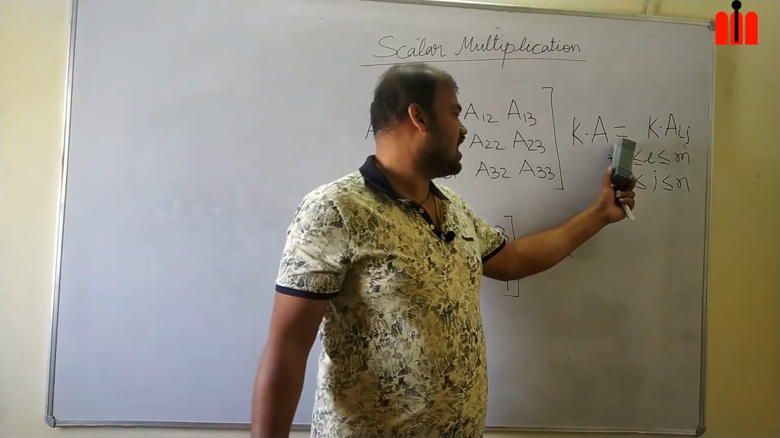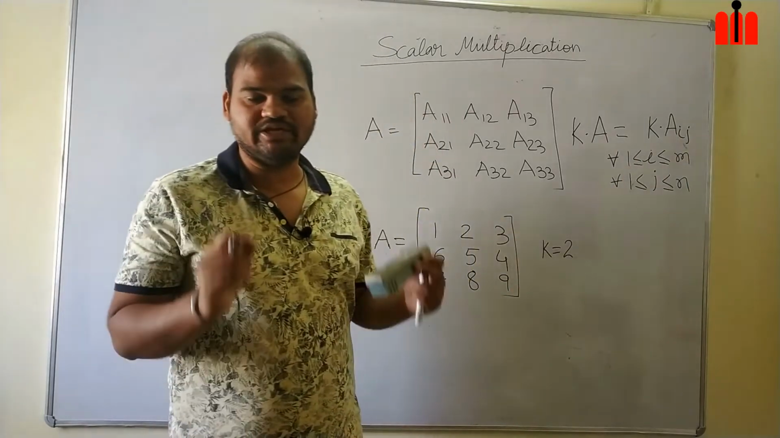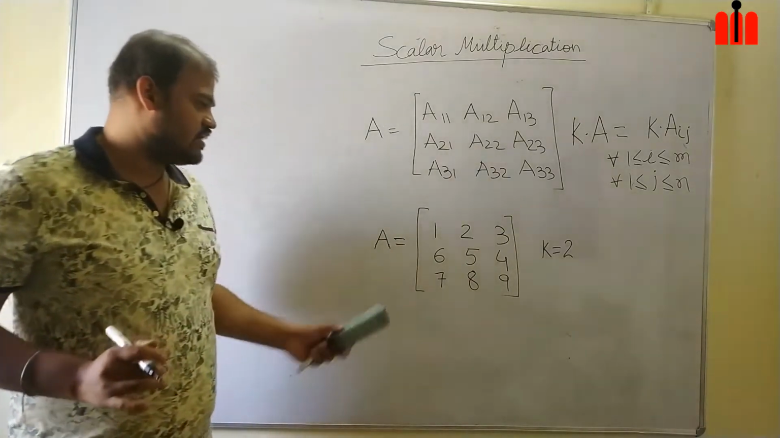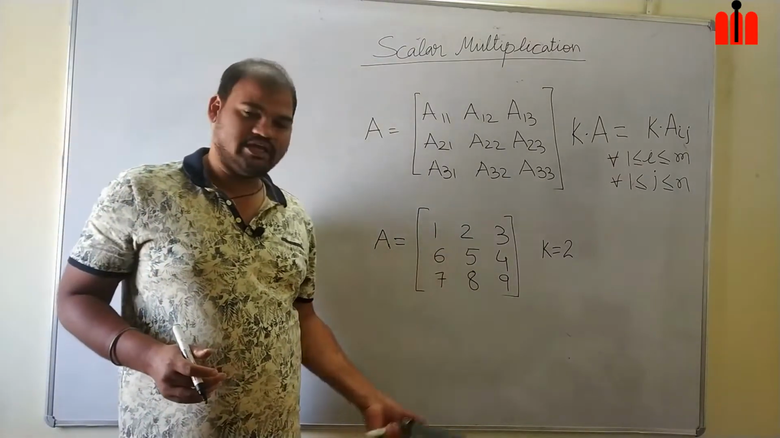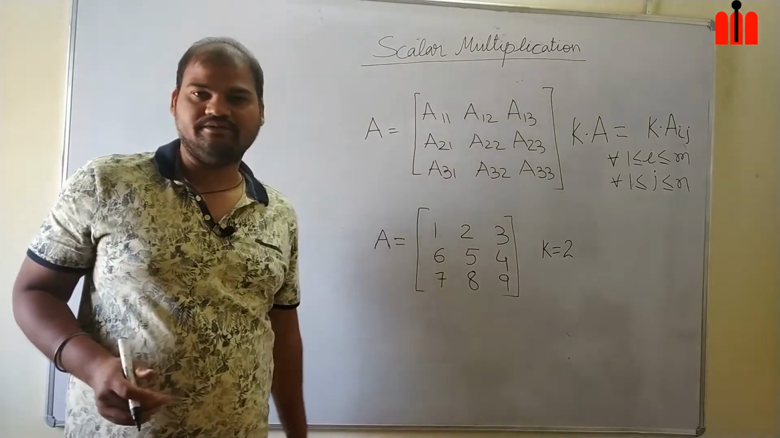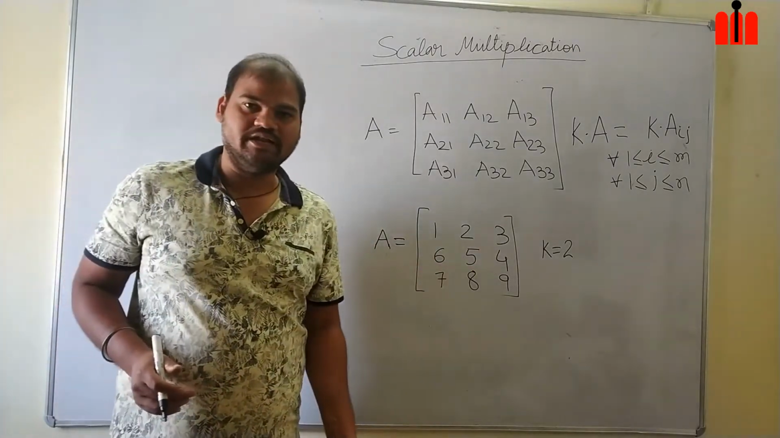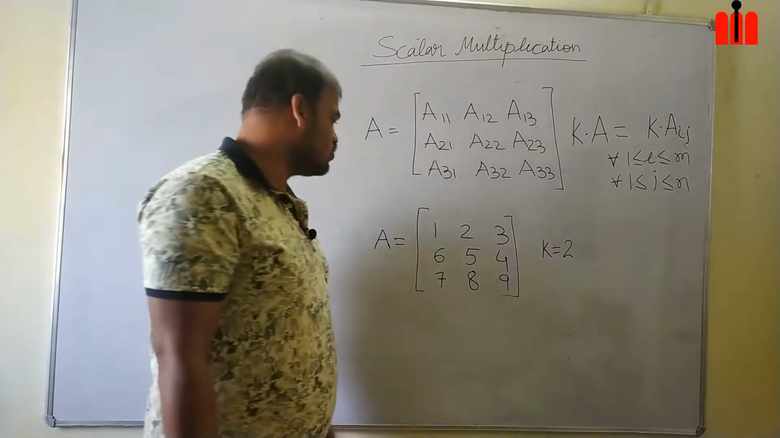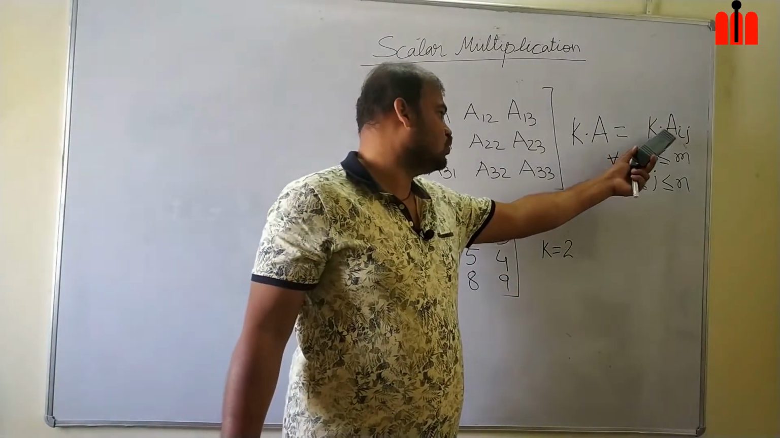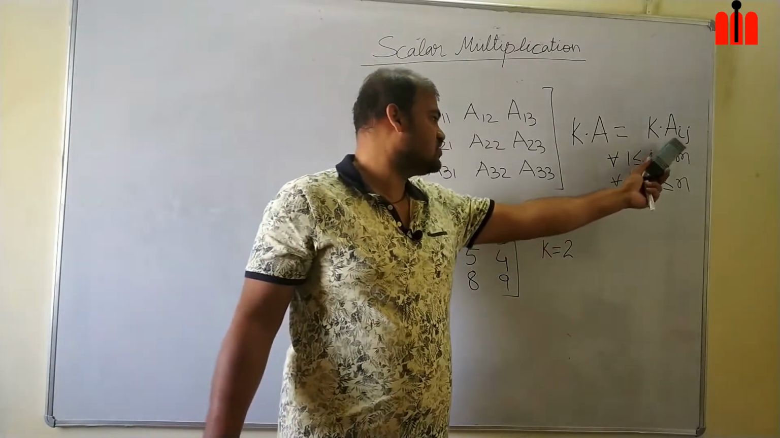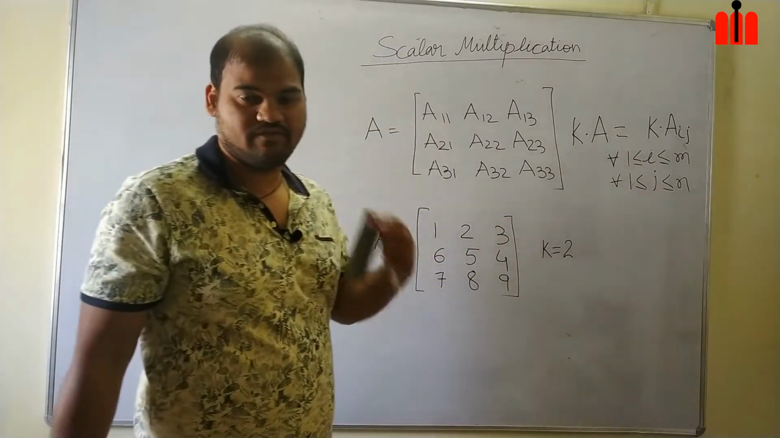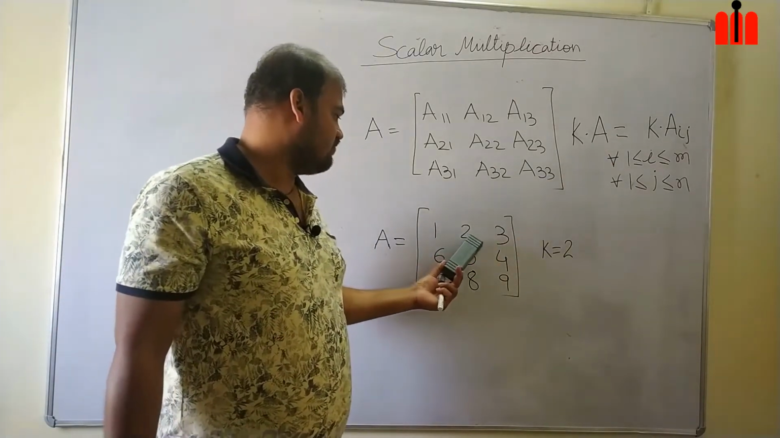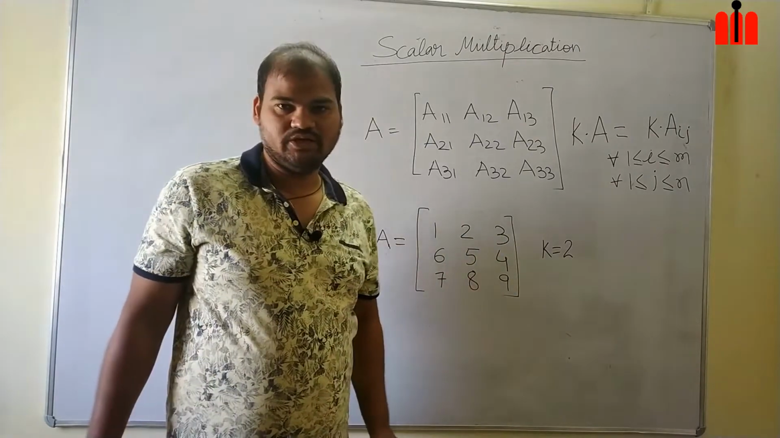So scalar multiplication is the multiplication of a number with all its elements. I will take the same matrix, 1 2 3, 6 5 4, 7 8 9, and a scalar k equal to 2. As per this, it should be 2 into a11. For i equal to 1, j equal to 1, it is a11, right? So a11, a12, a13 are all multiplied by 2.